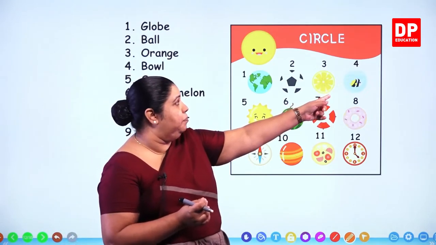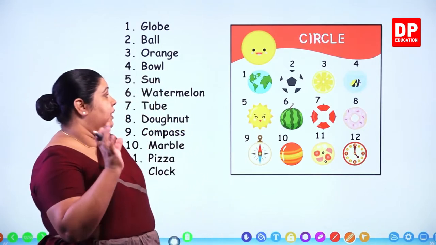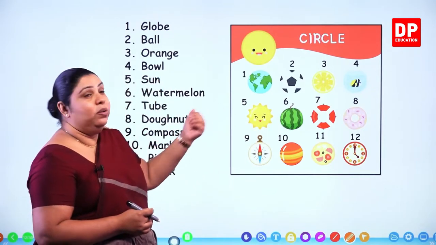So this is the shape of a bowl, which comes in the circular shape, like a circle. Then what about the sun?